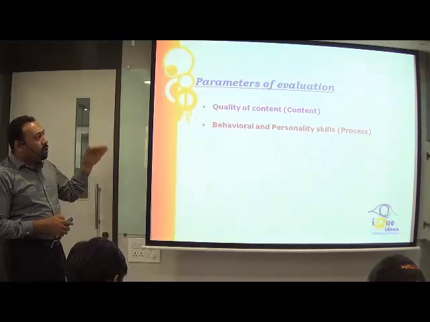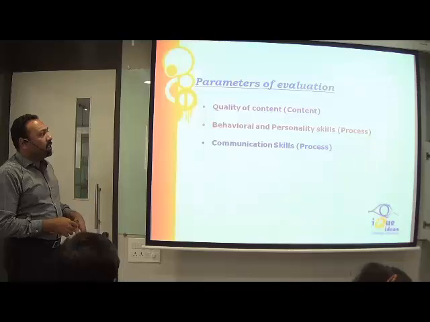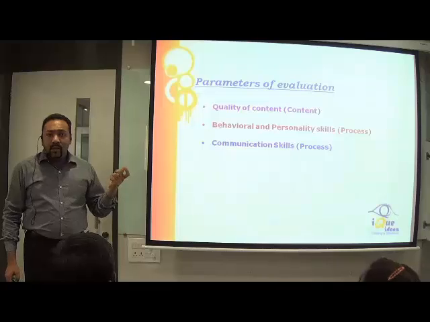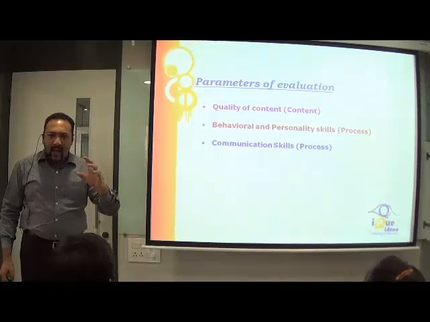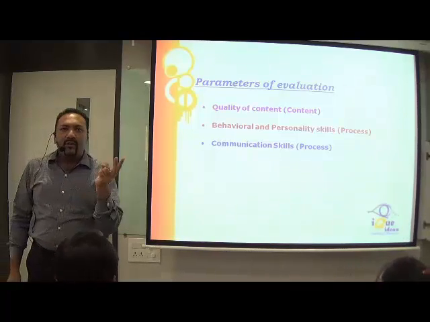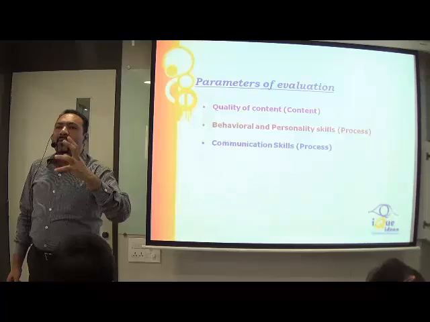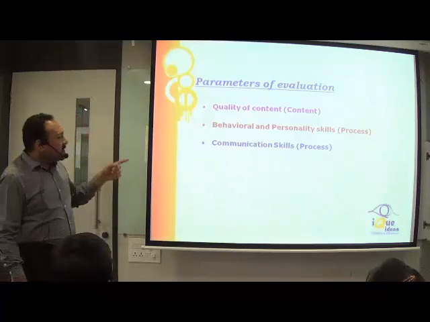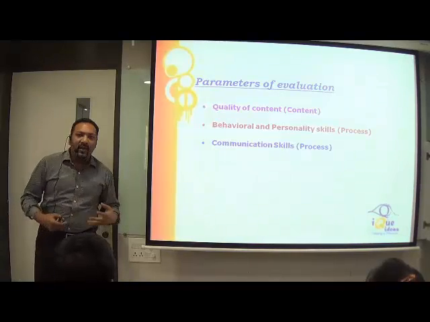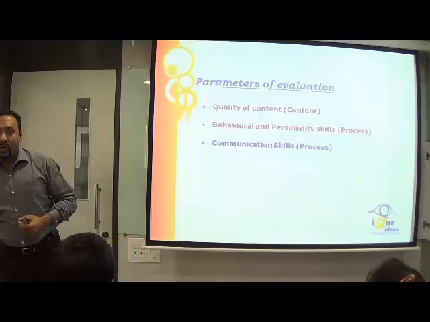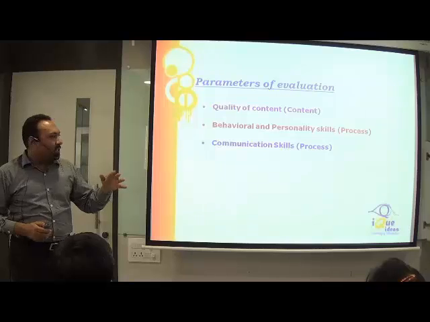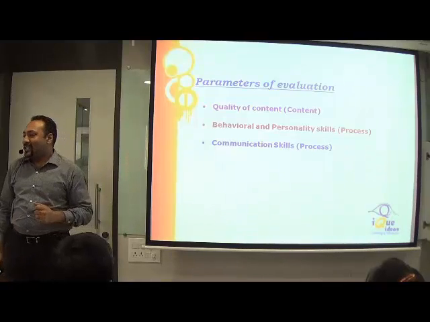Then, when we talk about quality of content, there are three things in the content. First thing is the quality of content, which will be 50%, and the process can further be divided into different areas, which will be weighted 25% each. First will be the behavioral and personality skills. The way you sit, the way you present, the way you give chance to others, the way you take chance from others. That is all behavioral process. And second is the communication skills.